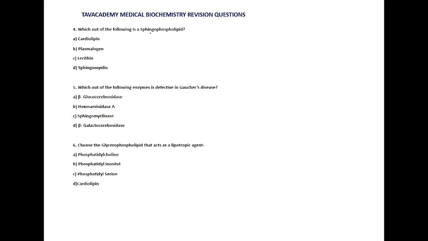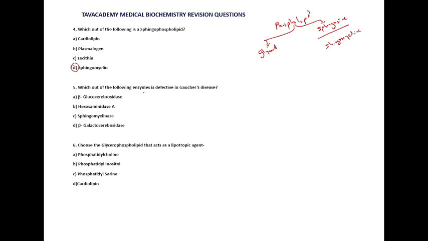Question 4: Which of the following is a sphingophospholipid? So I told you guys that phospholipids are classified according to the backbone they have, the alcohol backbone they have. If it's glycerol, it's going to be a glycerol phospholipid. If it's a sphingosine, it's going to be a sphingophospholipid. So the example of a sphingophospholipid is sphingomyelin. So that's the answer, option B.